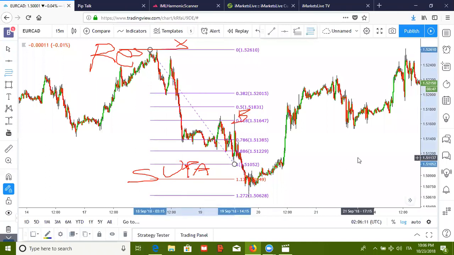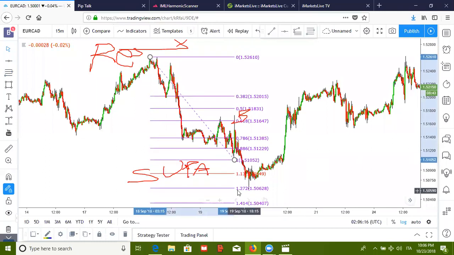Boom. Wow, look at that. I swear, guys, this is not a magic trick. We got the 1.272 touch right there, right? Guess what we have identified? Our C leg. Now I have X, I have my A, B, and C. Who can tell me in the chat what I should be looking for the completion of D?